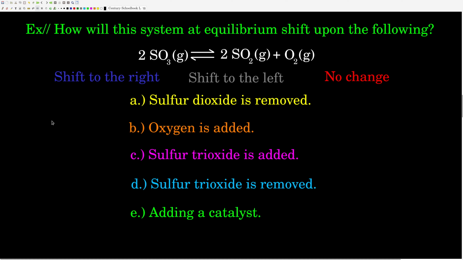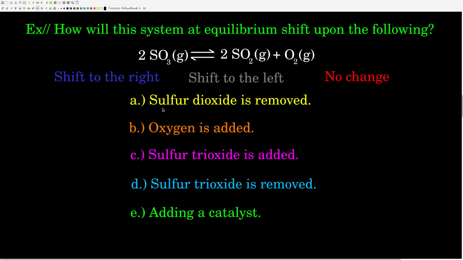So let's apply it. So the question is, how will this system that's at equilibrium shift when we do each of the following, A, B, C, D, and E? And so why don't you guys go ahead and figure it out. The choices are shift to the right, shift to the left, or no change. And when you figure it all out, come on back.